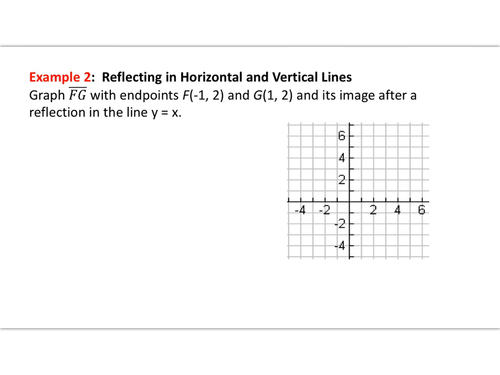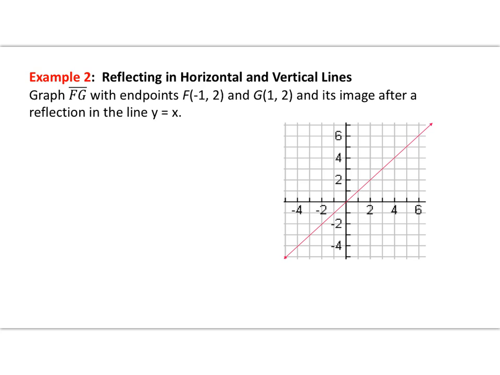Our next example, we're going to graph segment FG with endpoints at (-1, 2) and (1, 2), and its image after a reflection in the line y equals x. All right, so there's our parent linear function, y equals x. And we need to plot our points F and G. All right, so we need to reflect segment FG across this line, y equals x. So you can always fold your paper as a strategy. But I like to look at the distance away from my line.